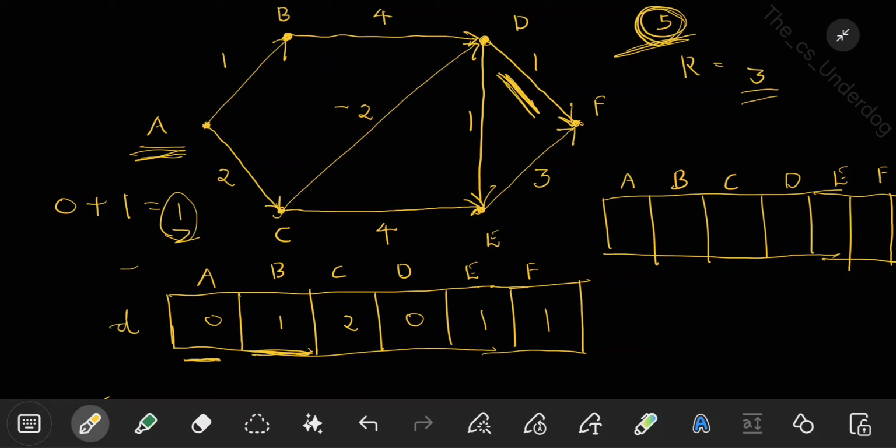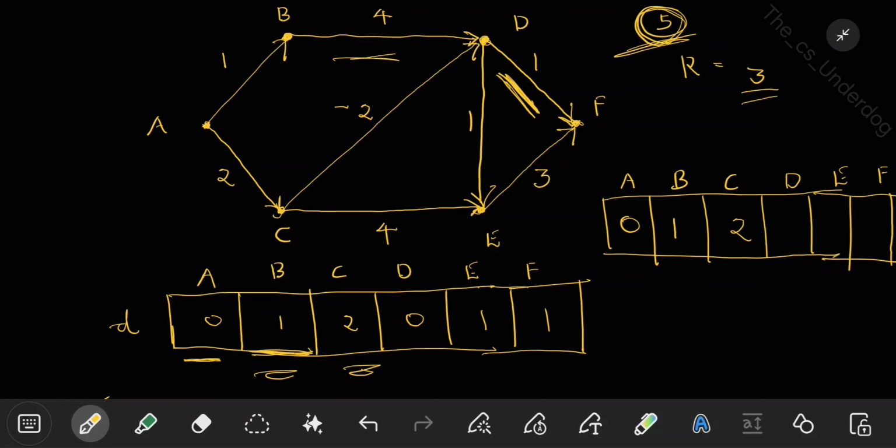In the fourth round of relaxation, again we have to go through all the edges. First, starting vertex A, distance is 0. What if I relax edge AB? When I do that, distance to A is 0 plus edge AB 1, that is equal to 1. Distance to B is anyway 1, I'll put 1 here. Edge AC, when I'm relaxing, distance to A is 0 plus weight of edge is 2. So new distance to C is 2, which is anyway the case. I'll update it here. Next edge to relax is BD.